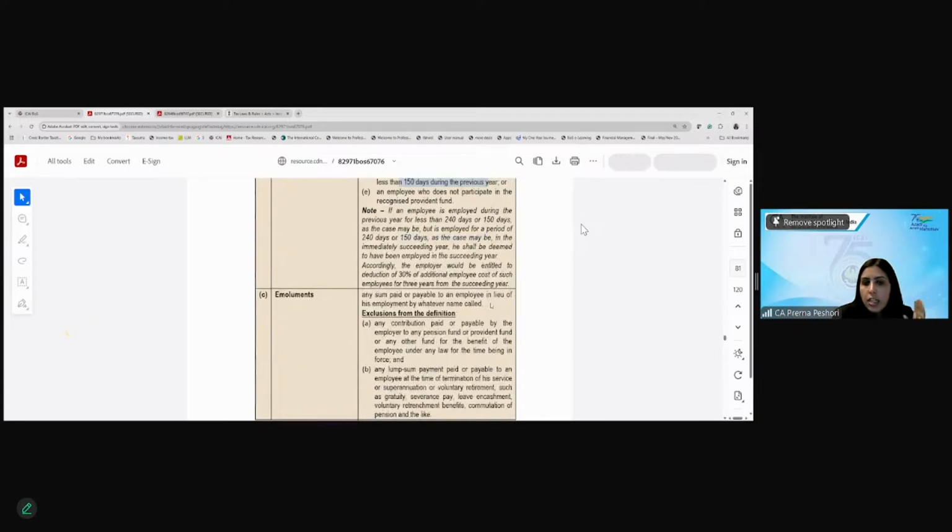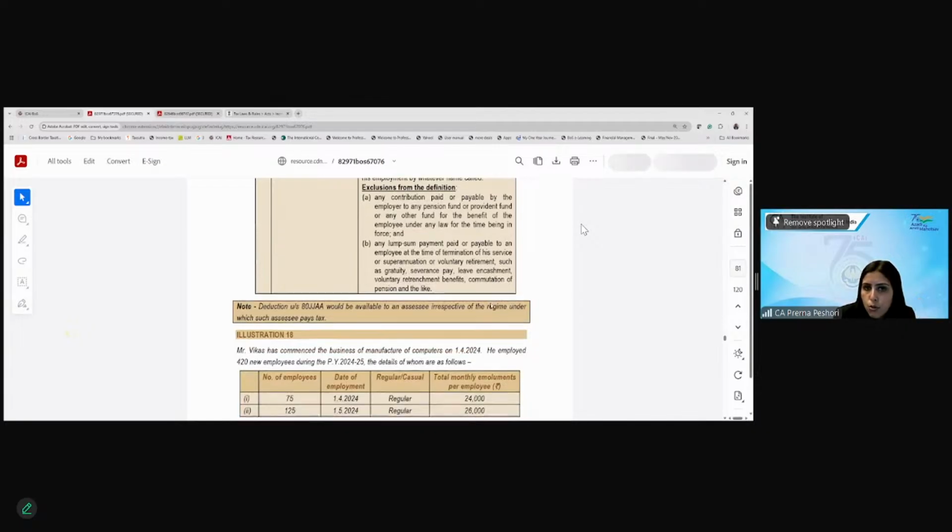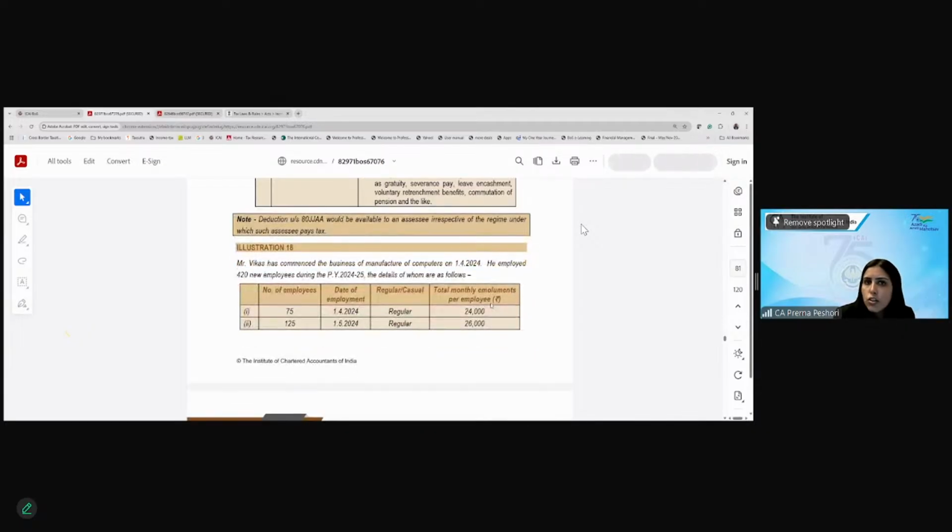Are we clear? Now, what will the salary be? Salary will include all the salary, but will exclude the employer contribution to PF, leave encashment or termination benefit.